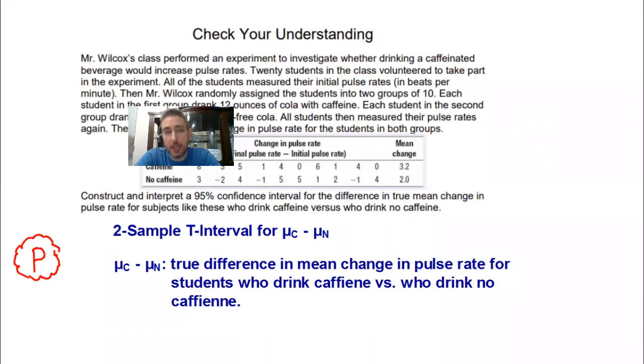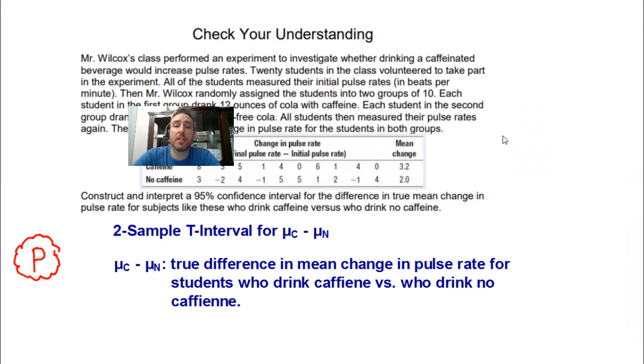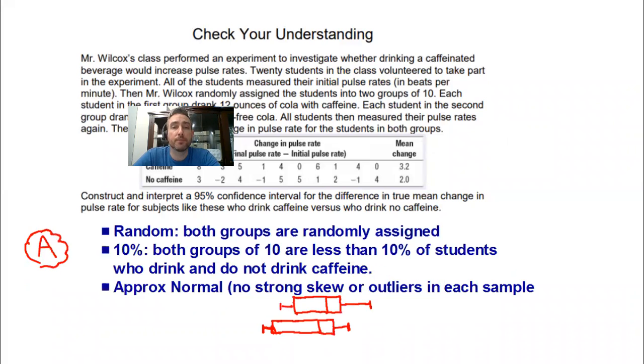You do your PANIC, 2 sample T, you write down what you're doing, 2 sample T interval, and I labeled μC minus μN, caffeine, non-caffeine, and I define it as a true difference in mean change in pulse rates for students who drink caffeine versus who do not drink caffeine. Then check the conditions. Random: both groups are randomly assigned. 10%: both groups of 10 are less than 10% of students who drink and do not drink caffeine. Approximately normal, just sketch those. That's where the graphs come in. You already have them in there. So sketch them out. You got them.